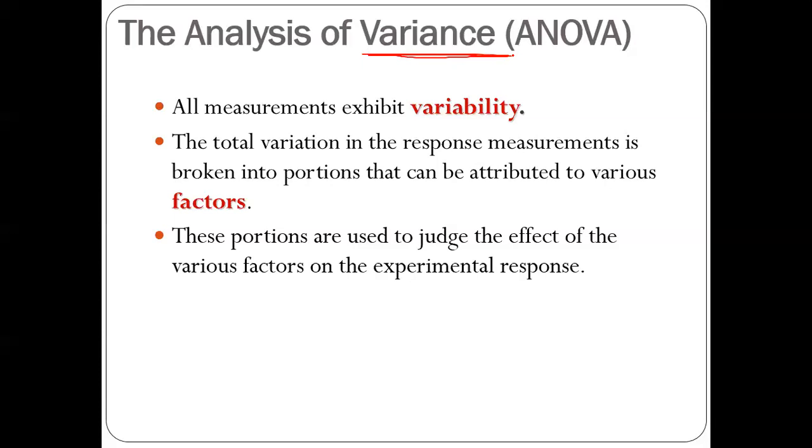Basically, ANOVA is extended from the T test or the Z test that we have discussed in our previous lesson. Actually, the T test or the Z test method was proposed in early 1918 by the founder of the method, Ronald Fisher. So he created the analysis of variance method.